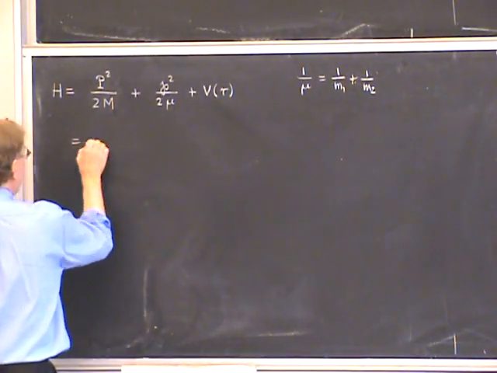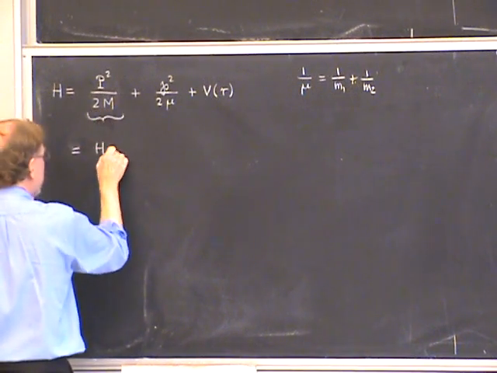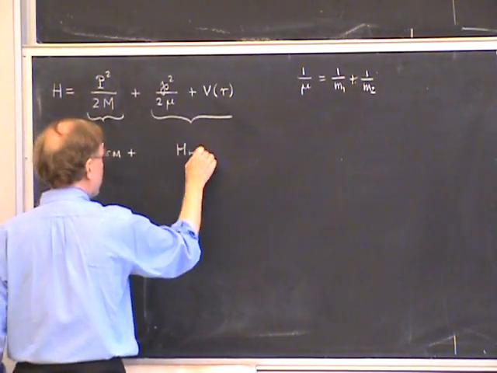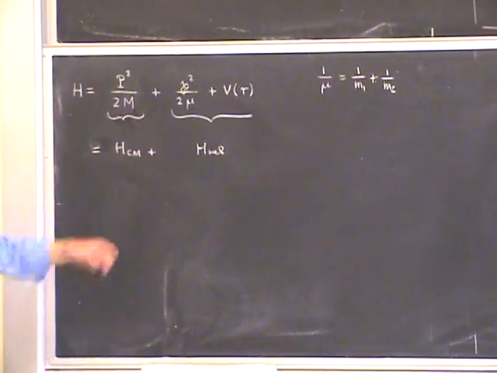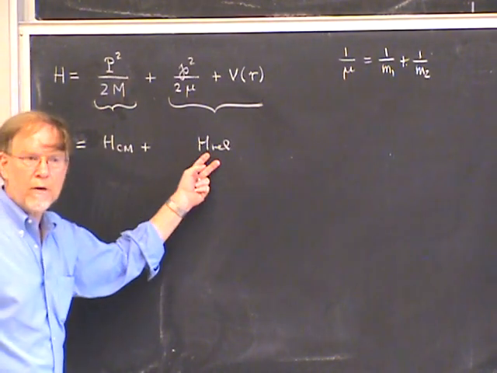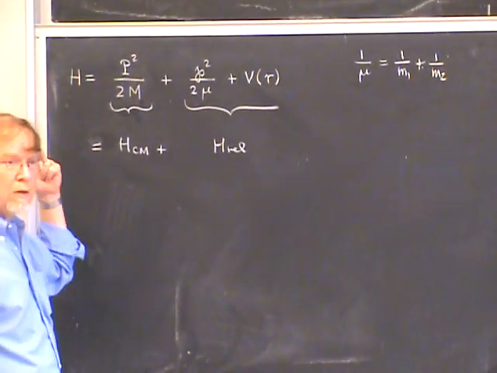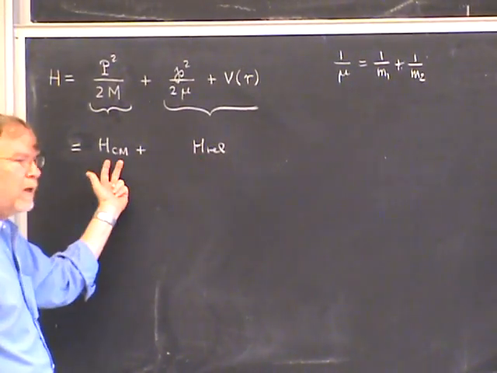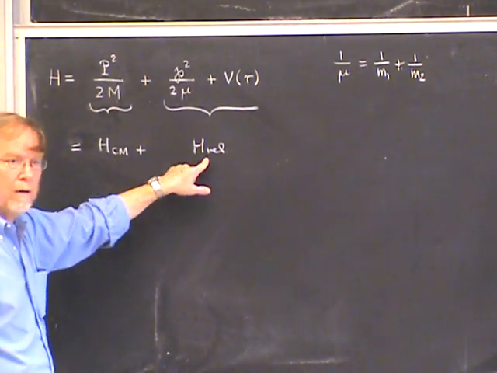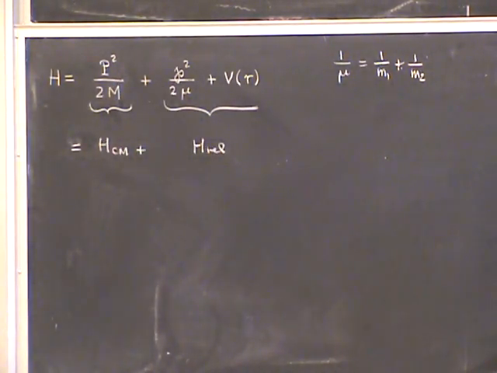So we have two terms here. The first term depends only on the center of mass variable, so let's call it HCM. And then the second term depends only on the relative variable, so let's call it H relative. So the total Hamiltonian breaks up into a center of mass term plus a relative term. Moreover, these two terms commute with one another because they are functions of different sets of variables. And that means they possess simultaneous eigenstates. You can diagonalize these two things separately. And once you've done that, you'll automatically have an eigenstate of H because H commutes with these two as well. So this is a convenient decomposition.